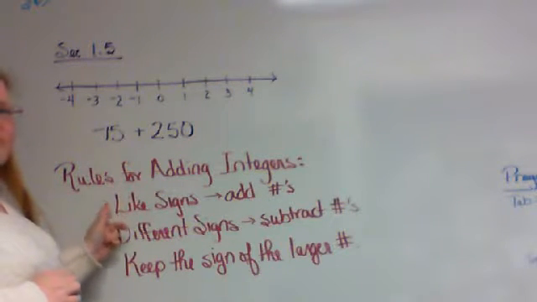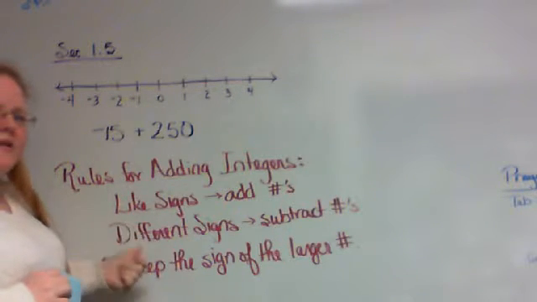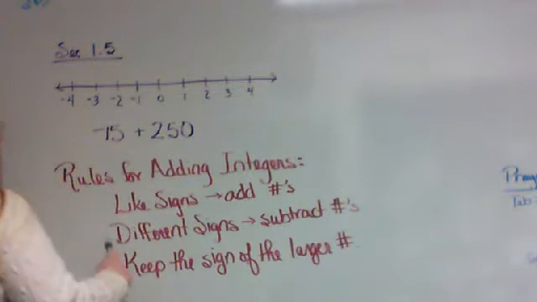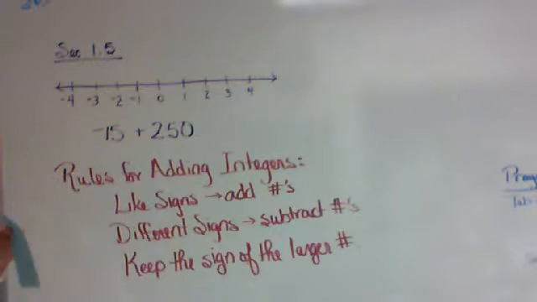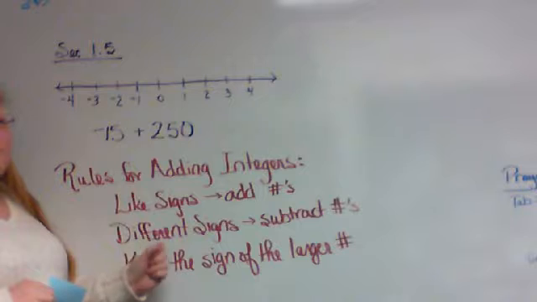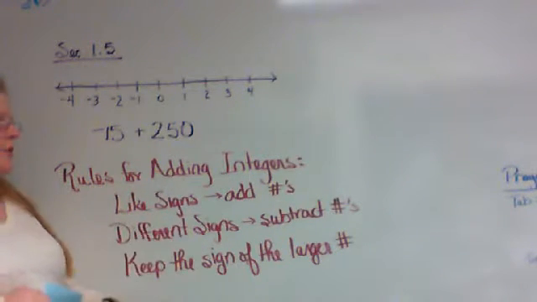I would suggest following the rules, even when it's small enough to use a number line, because the rules tend to be faster. You can do them in your head a lot of times. So the rules for adding integers are when you have like signs, that means you add the numbers. Now when I say you add the numbers, that doesn't mean that you add a positive and a negative number. It means you literally add just the numbers. We've already figured out whether or not the signs are like, so we don't have to worry about that part. We're just looking strictly at the numbers and you add the numbers together.